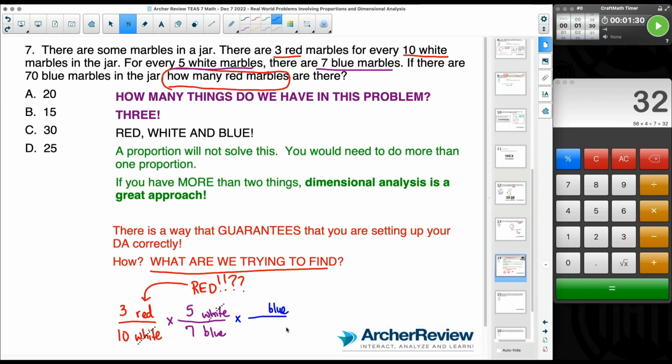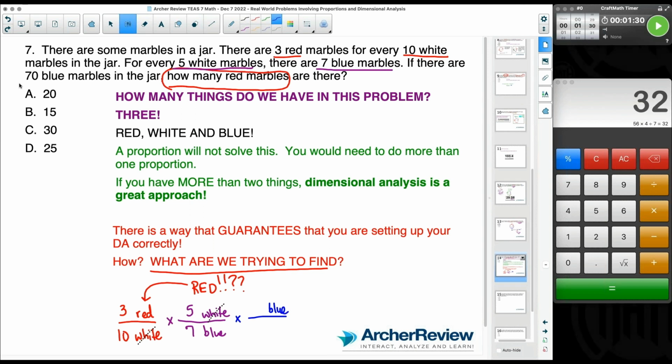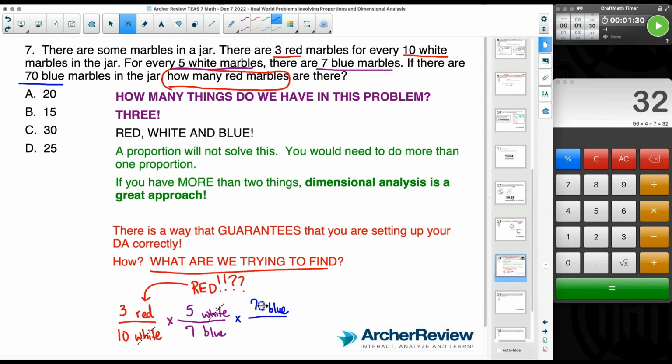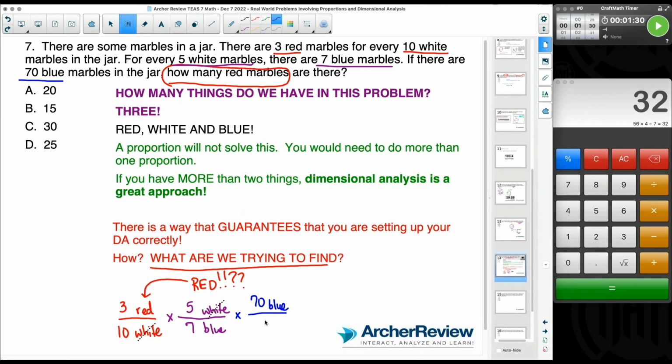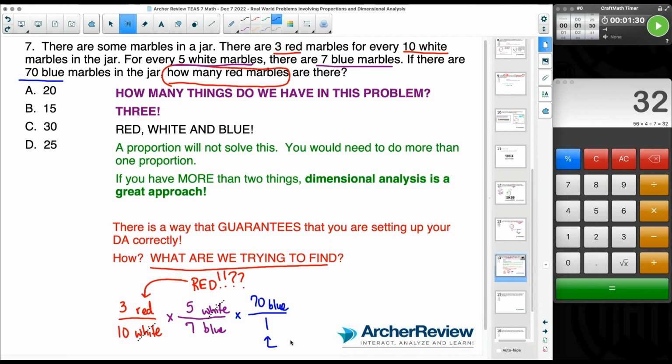And let's look and see what's something else that we know about blue. We have 70 blue marbles. Now, what do we put this over? This is more for decoration or a placeholder, but I'm going to put it over 1. And what that 1 represents, it does have a meaning, y'all. This 1, notice what it says. There are 70 blue marbles in that jar.